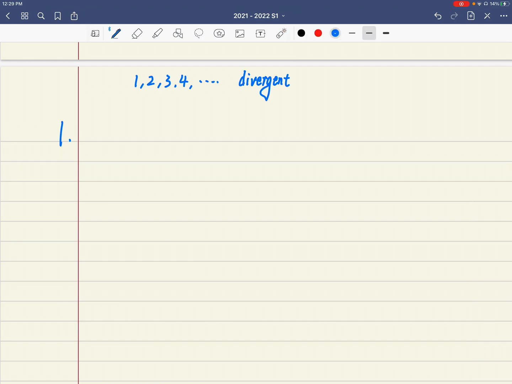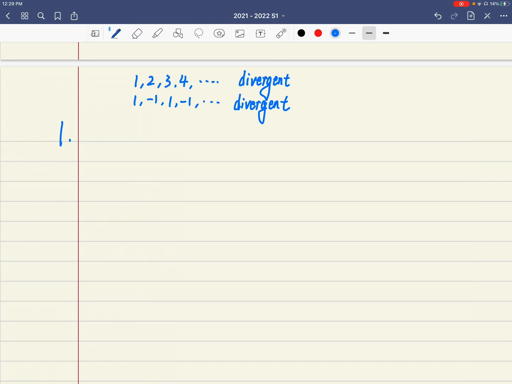So it is divergent. Another type of divergent sequence is, for example, 1, -1, 1, -1, etc. You can see the value is alternating between 1 and -1. So again, it's not getting closer and closer to any specific value, so it is also divergent.